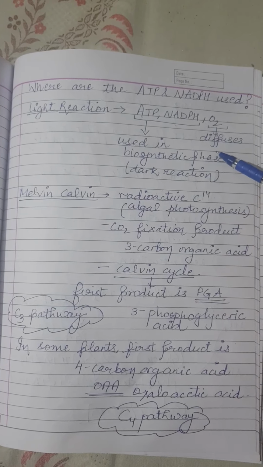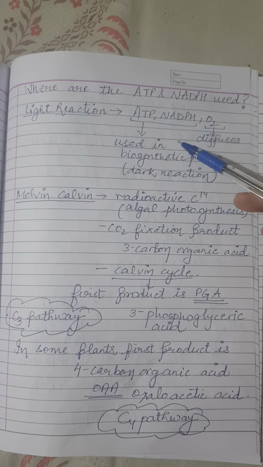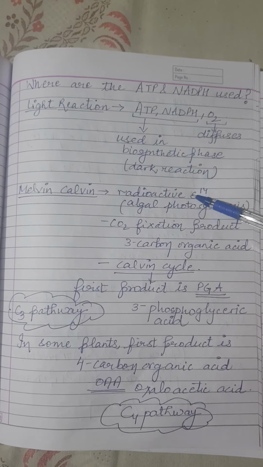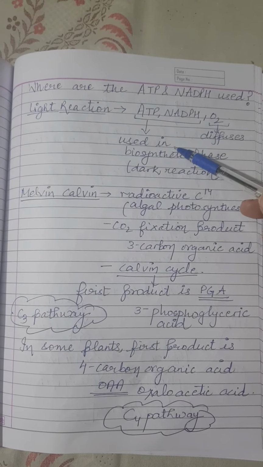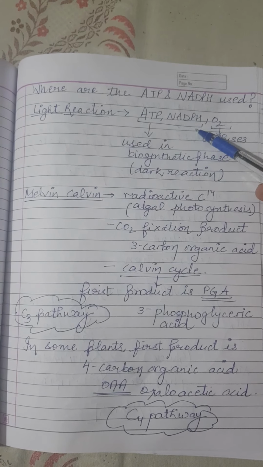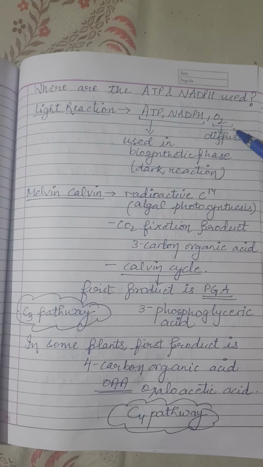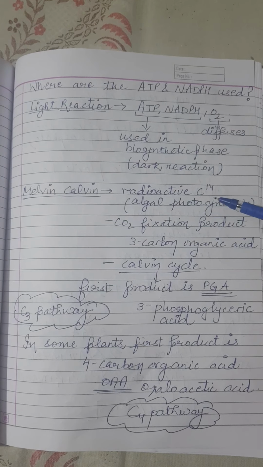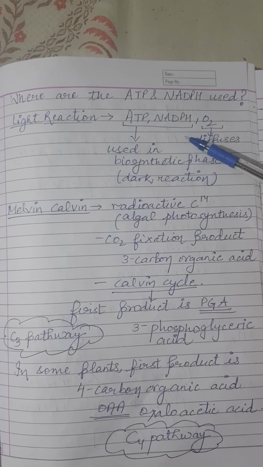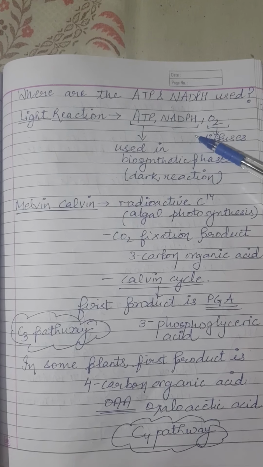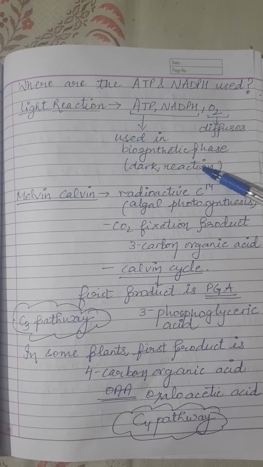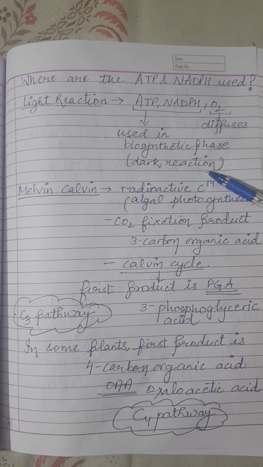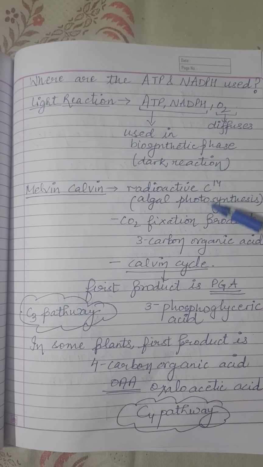So there is a combination of two reactions. One is light reaction, another is dark reaction. In light reaction, ATP, NADPH and O2 are released. Now this oxygen, that is O2, diffuses from the chloroplast, and the ATP and NADPH molecules are used in the biosynthetic phase or dark reaction. Now let us see how these are used.